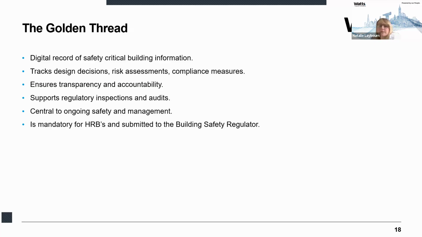It was introduced following the Hackitt Review, which took place after the Grenfell Tower tragedy, and it became a legal requirement under the Building Safety Act 2022 and the supporting regulations in 2023. The purpose of the golden thread is to ensure transparency and accountability throughout a building's life cycle, from design and construction through to occupation and management.